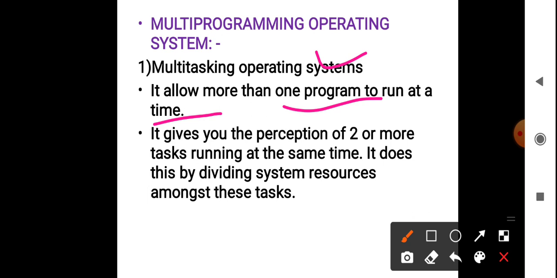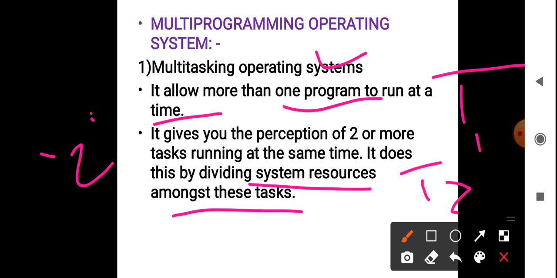Here it gives you the perception of two or more tasks running at a time. It does this by dividing the system resources amongst these tasks. For example, if you have two tasks, for a normal user it looks like two processes are done at the same time, but what is actually happening is that it divides the system resources between the tasks, for example T1 and T2.